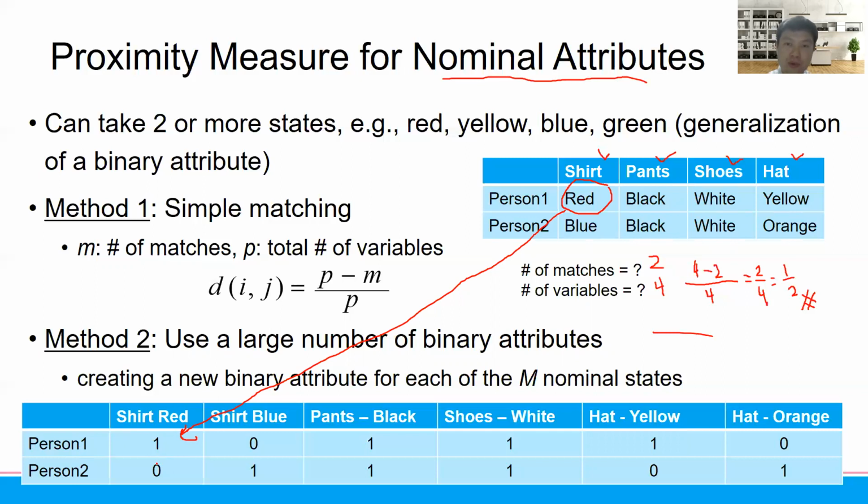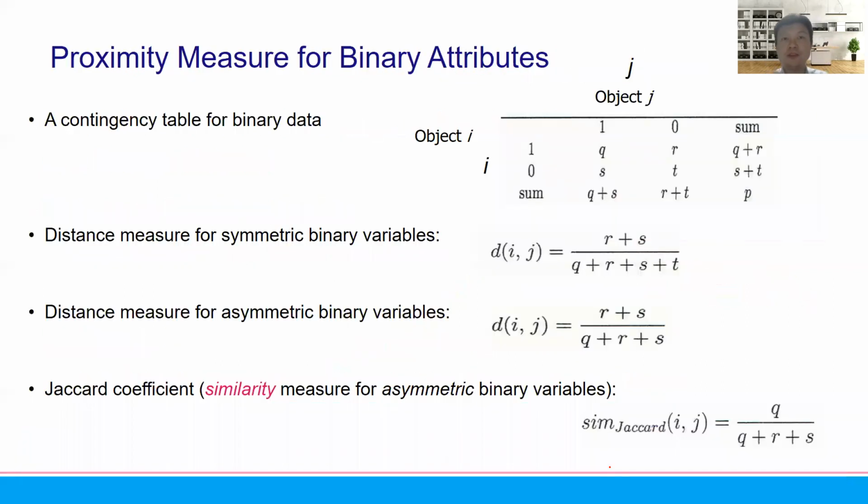But what about person 2? Because person 2 used a blue shirt, the value will be 0. What about shirt blue? Because person 2 is wearing a blue shirt, I put 1, and person 1 will be 0. Okay, and so on. So pants black is 1, 1. Shoes white is 1 and 1. Hat yellow is 1 for person 1 but 0 for person 2. Hat orange is 0 for person 1 and 1 for person 2.